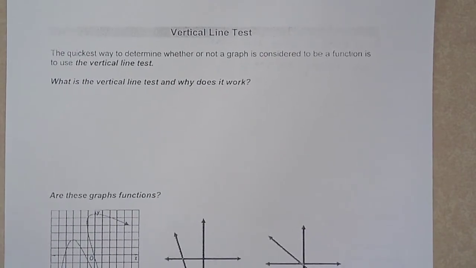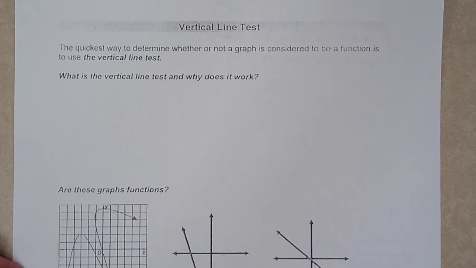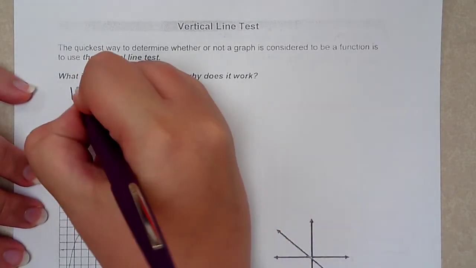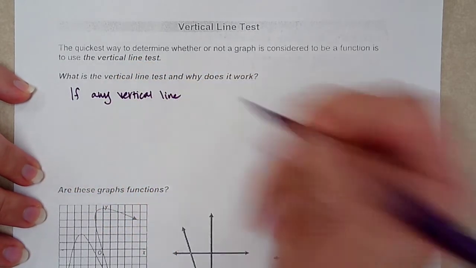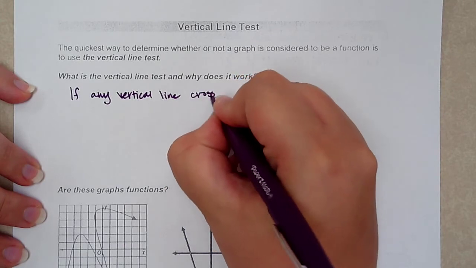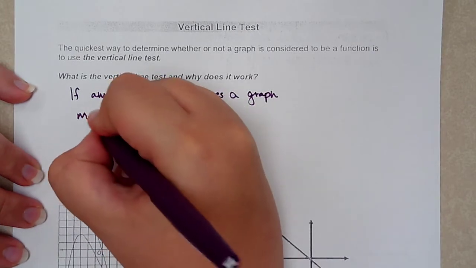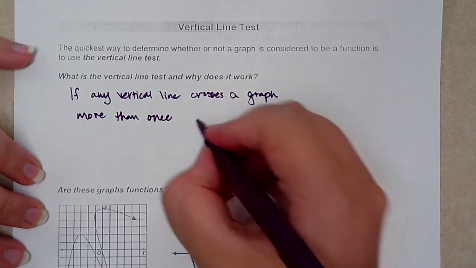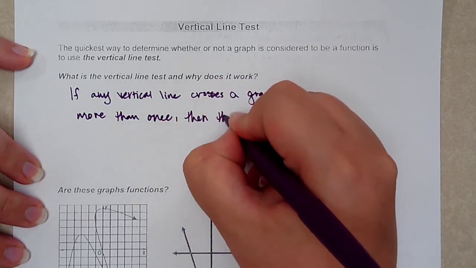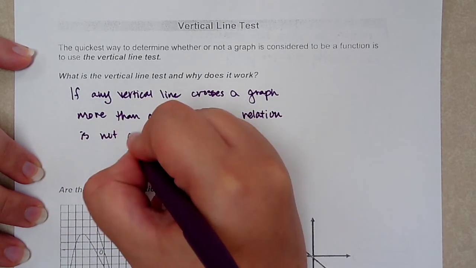So the quickest way to determine whether or not a graph is considered to be a function is to use this test. So what is it and why does it work? Well, if any vertical line crosses a graph more than once, then the relation is not a function.